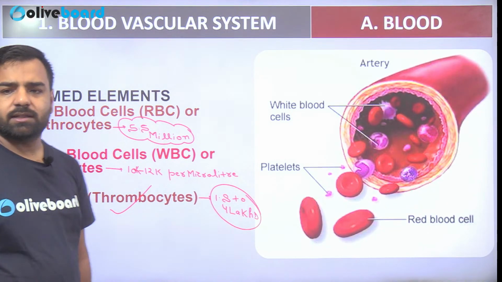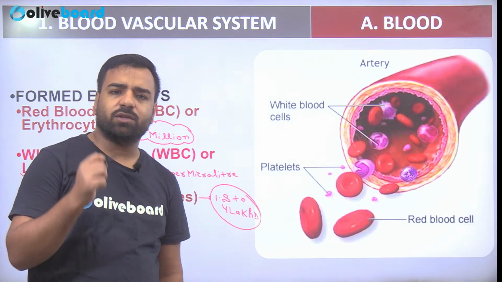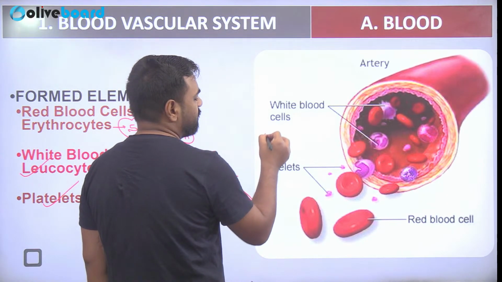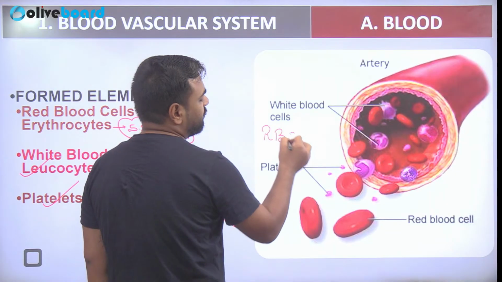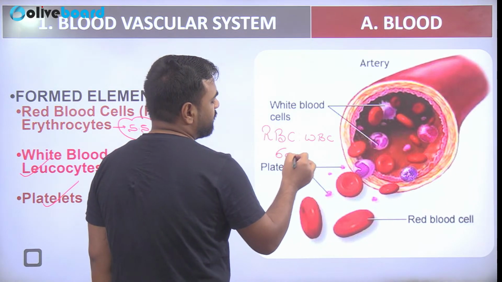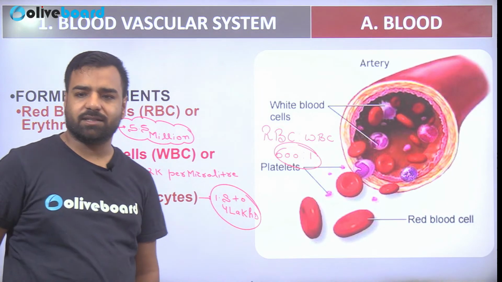Since we are talking about their quantity, are they asked in the examination? Yes, they are. One of the questions asked in a previous year, let me mention that also: what is the ratio of the quantity of RBC to WBC? That ratio is 600:1. That was asked in the previous year paper. You must remember this.